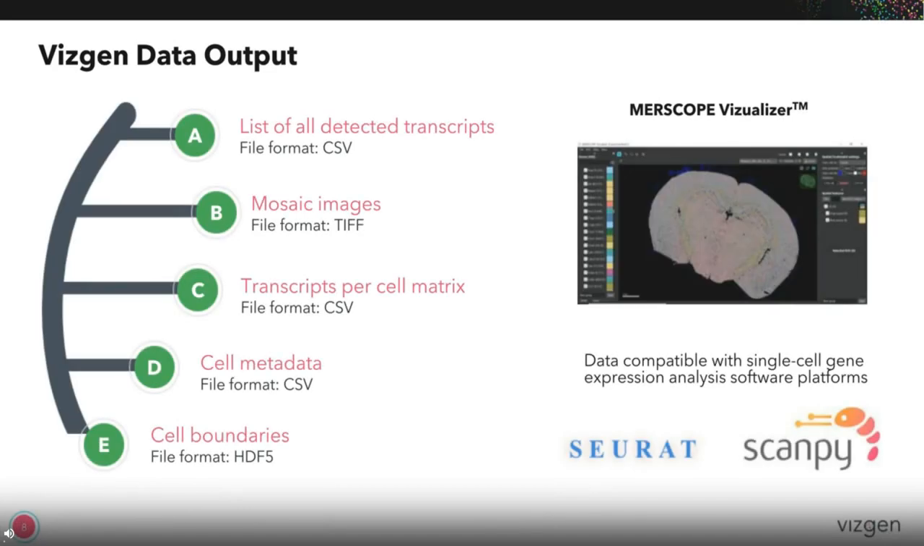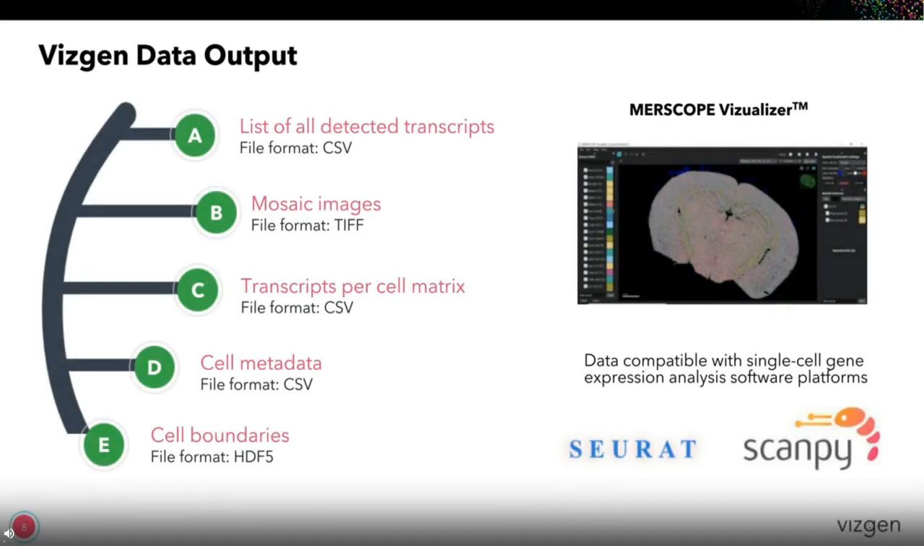So there are 5 different data outputs coming out of MERSCOPE analysis. The first one is the list of all detected transcripts, which contains the gene counts and then the X, Y, Z coordinates. The second one is the mosaic images, which contains the DAPI and total mRNA staining, as well as some other protein staining images in the TIFF format. Then the third one, transcripts per cell matrix, is a format very similar to what single-cell RNA-seq data output looks like, which contains the gene and cell matrix. And finally, we do provide cell metadata that contains the X, Y coordinates of the cell, as well as the polygon shape of the cell boundaries in HDF5 format.